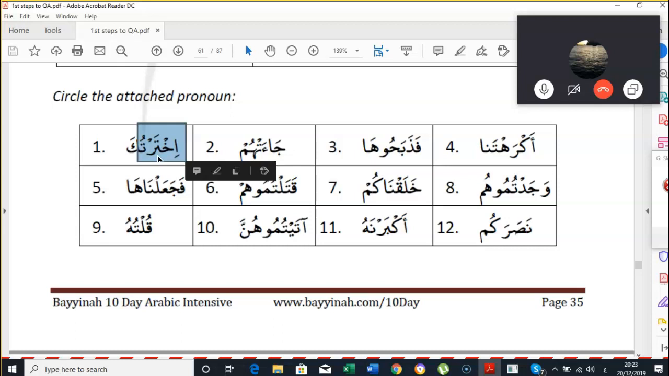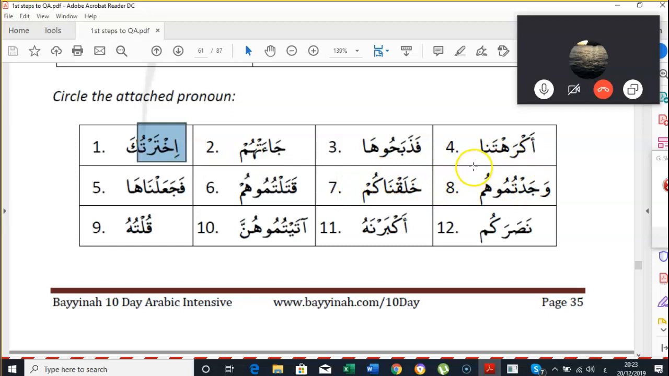So translate the whole thing together. You've done it anyway, but just say it together. What does it mean? To select. I selected you. Very good. I selected you. That's it. Okay, that makes much more sense.